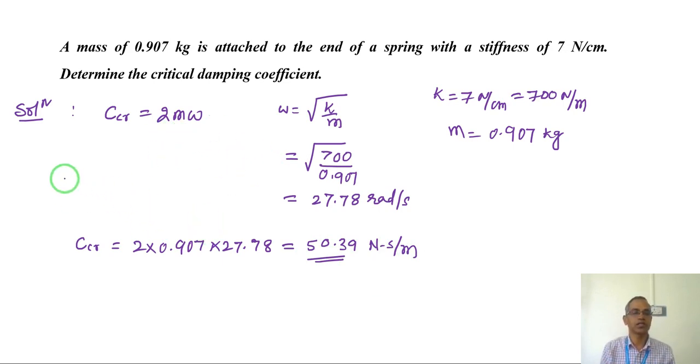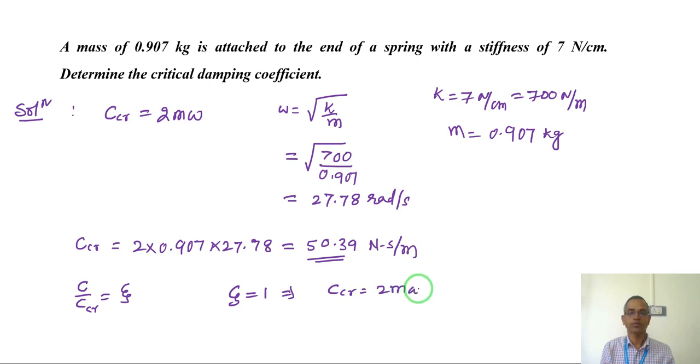I hope you understand this. Fundamentally, we have a relation where C by Ccr is the damping ratio. C is the absolute damping, Ccr is the critical damping coefficient. When xi equals 1, then Ccr will become 2m omega, because we know C by 2m equals xi omega. This is what we assume during the damped free vibration derivations for the response.